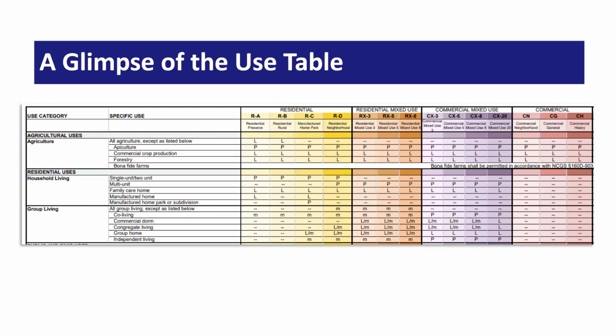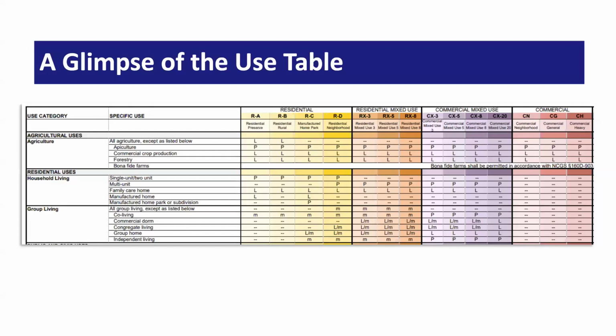So the other thing to note is, when you're looking at this, you'll see a bunch of different letters. The L there says that it's allowed, but there are limited use standards. Essentially that means, yes, you can do it, but there are an additional set of rules that you also have to follow. So that might be that you can do X, but you'll have to have a larger buffer between you and the residential property next to you, or something along those lines.